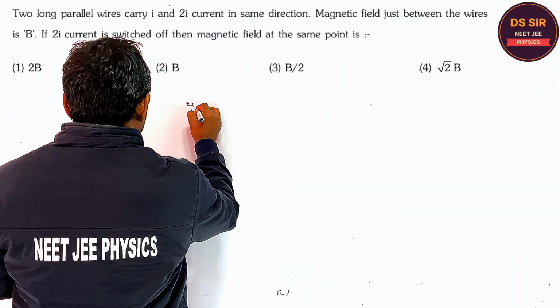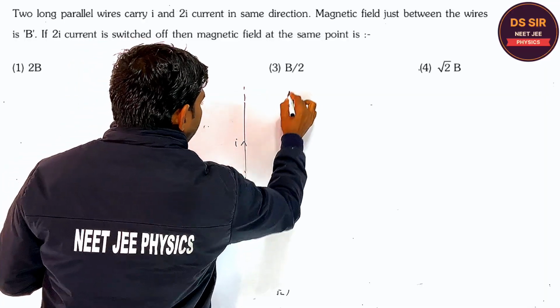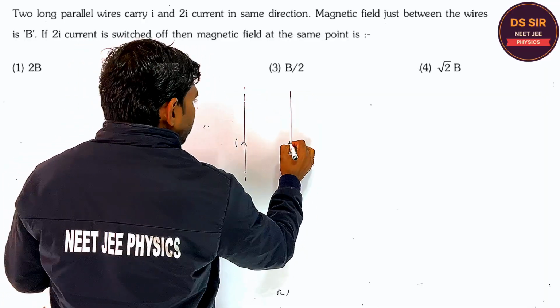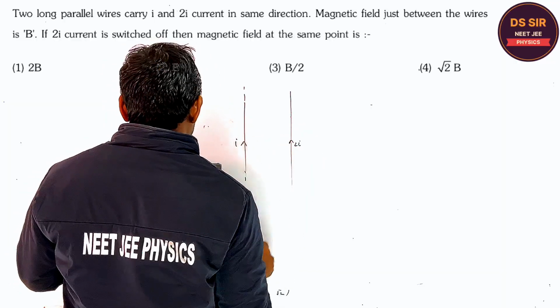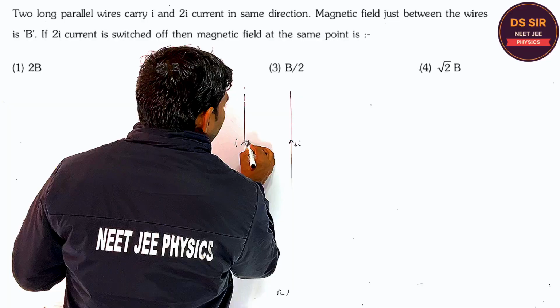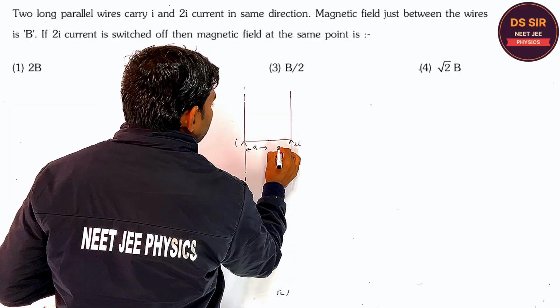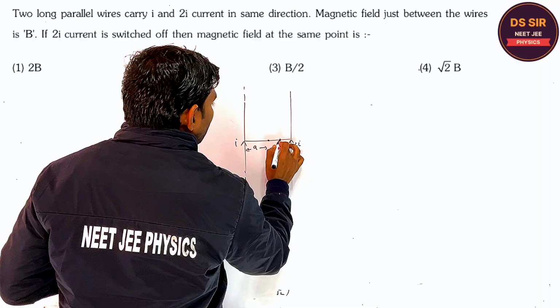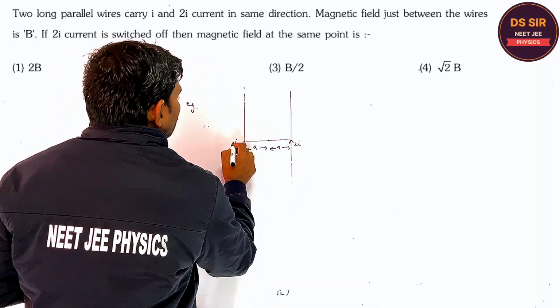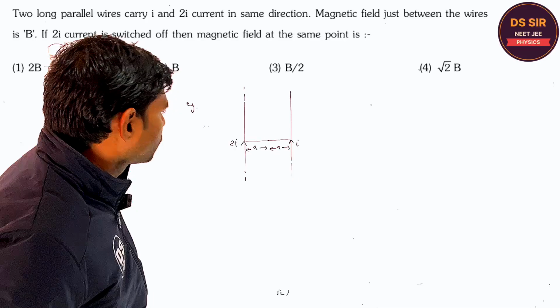In this question, two long parallel wires, this is the long wire, carry the current in the same direction, I and 2I. The magnetic field just between the wires is suppose B. Suppose this is the distance A, this is the distance A. Are you getting or not? You may assume this is I and I, so it looks good.